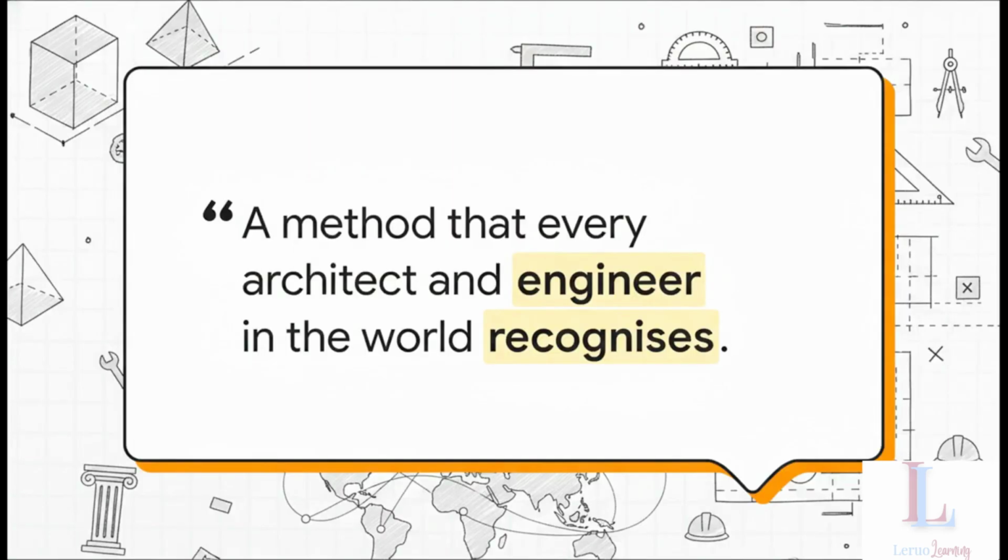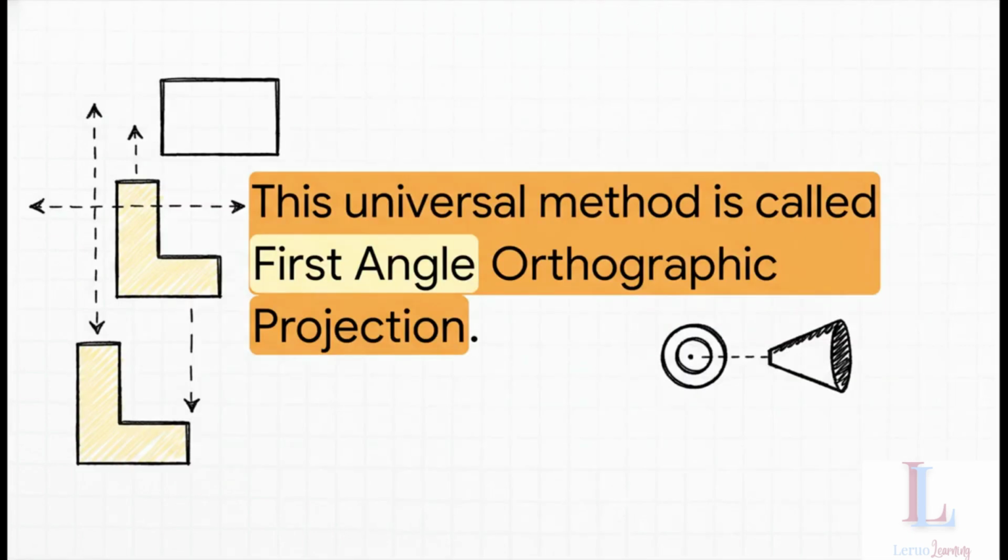Well, the answer is a system that's so solid, so universally understood, that it's the silent backbone of just about every physical thing we make today. It's not just one way of doing things, it's the global standard. And here it is, First Angle Orthographic Projection.